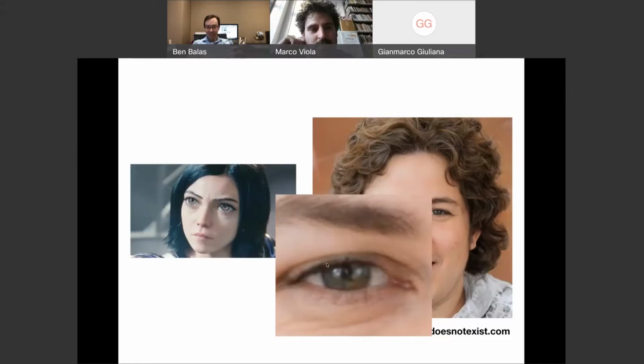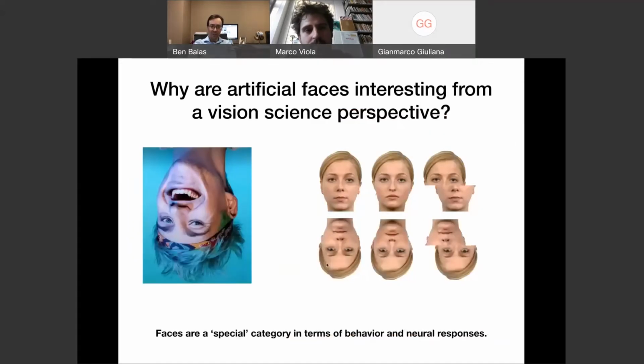But given that this is the level we're at in terms of making faces that are difficult to distinguish from real ones, what is sort of the point in studying real and artificial face perception, especially with these somewhat clumsier models I'm going to be working with today in my talk? Well, this is sort of my lab's perspective on why artificial faces of many different kinds are interesting from the vision science perspective. And really, our interest in these starts with this observation that real human faces are special in terms of both behavioral and neural responses.